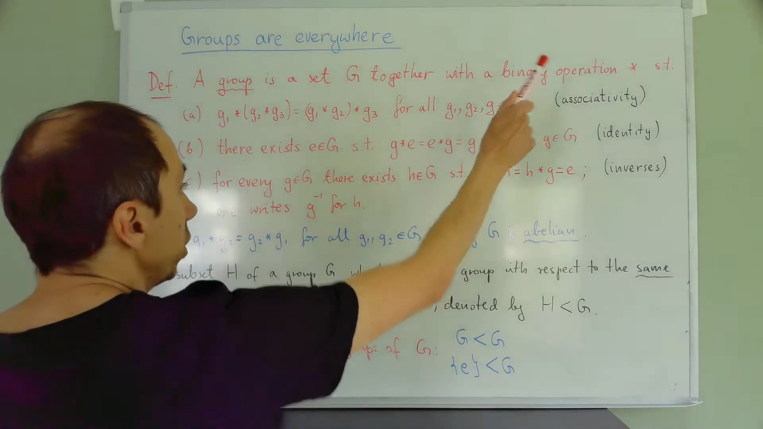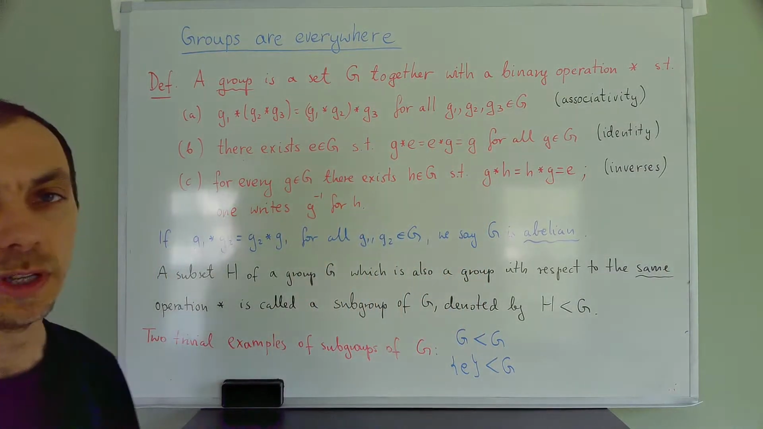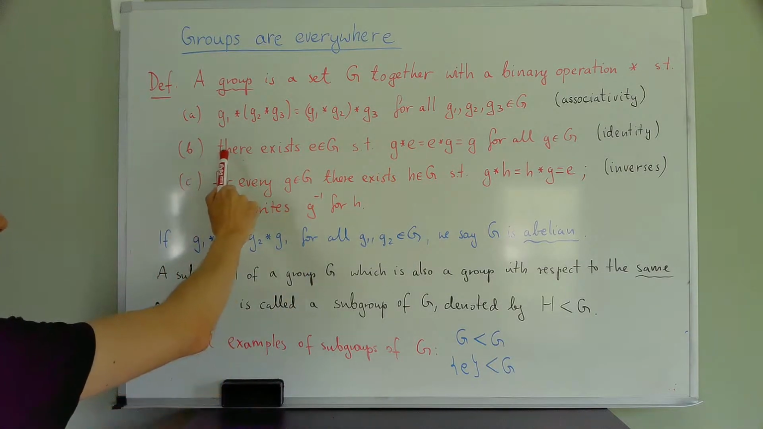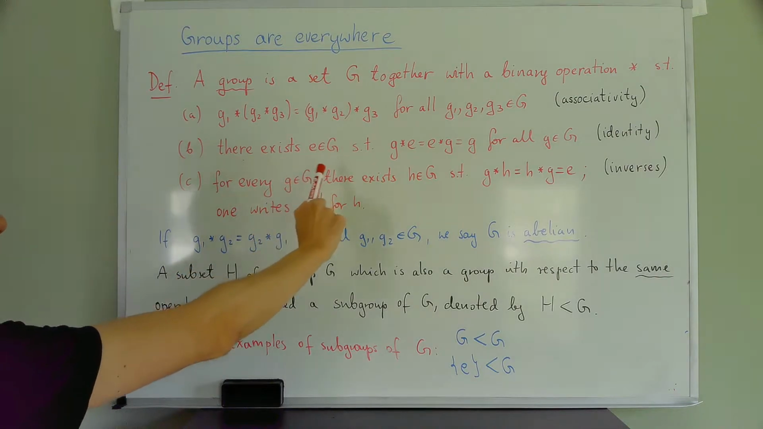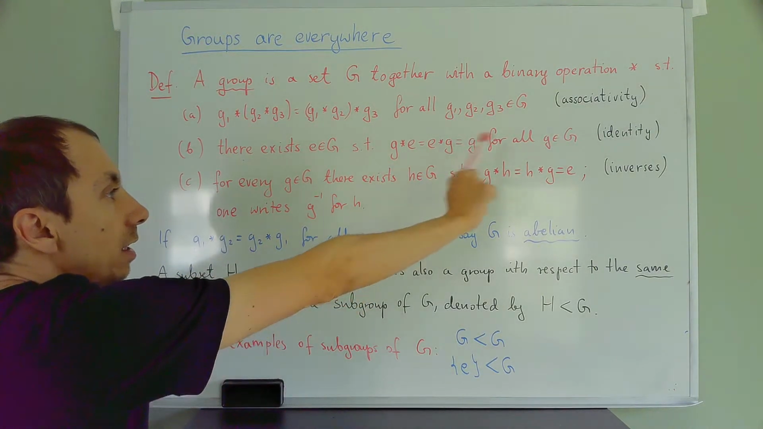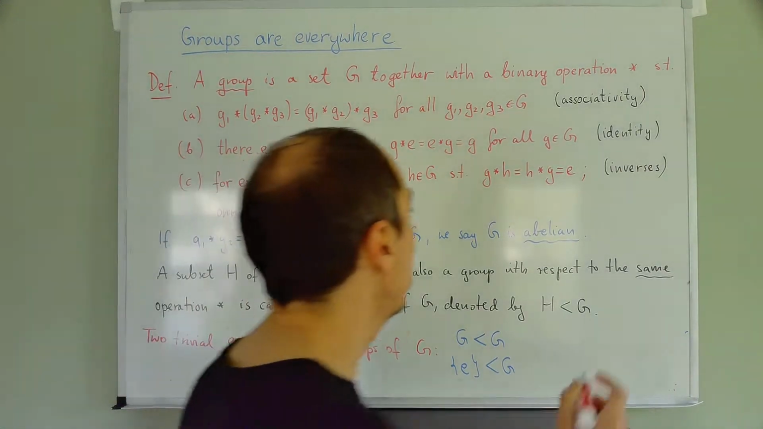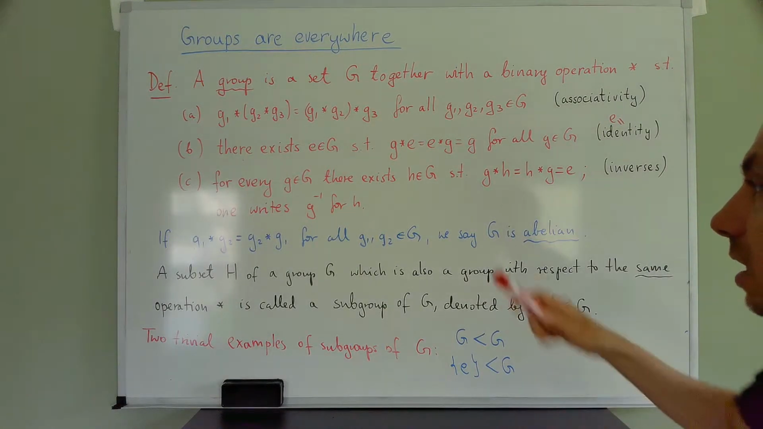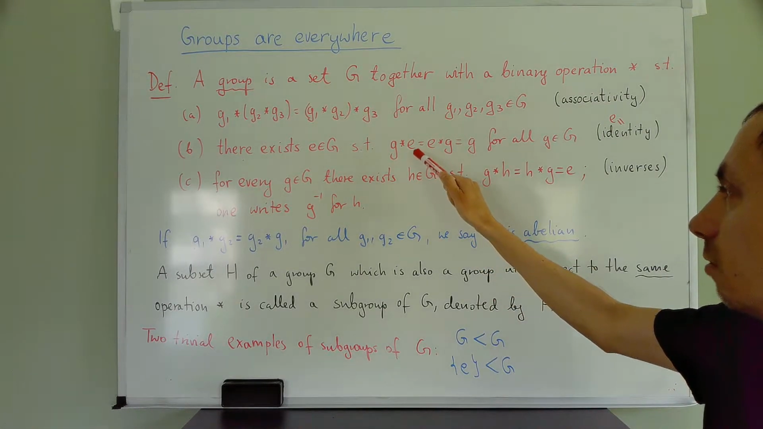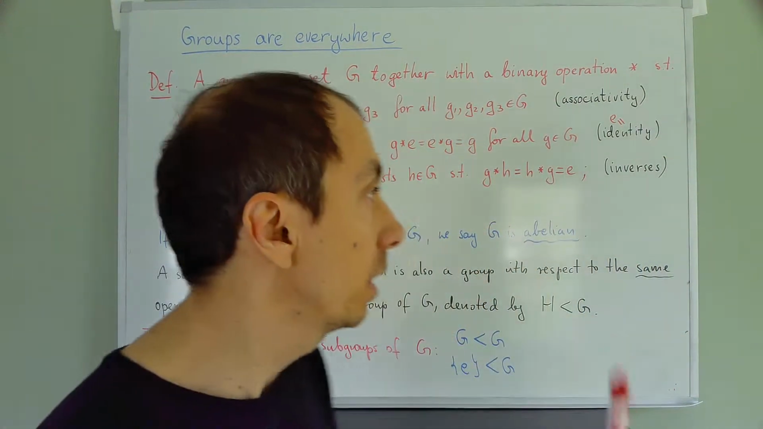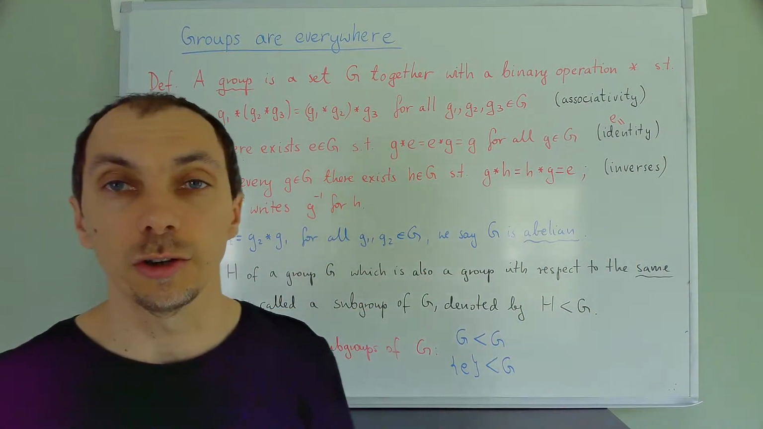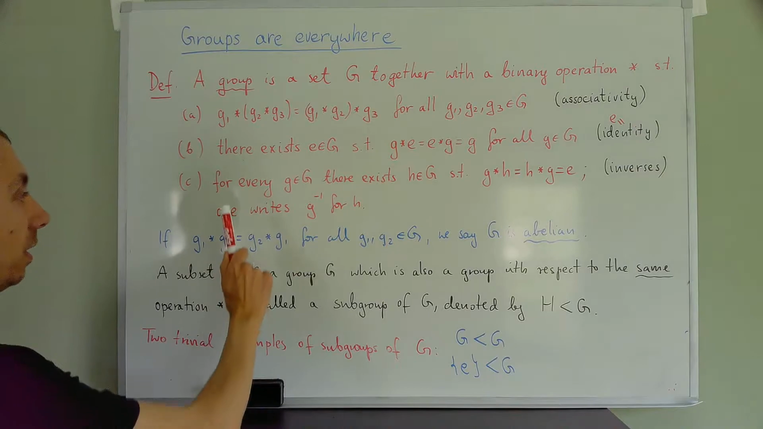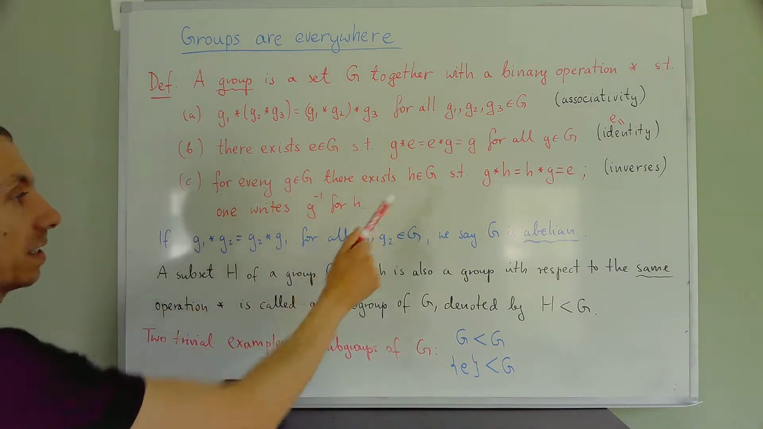Okay, and this operation star satisfies three properties, none of them unfamiliar to you. First one is associativity. The second one is existence of a neutral element that doesn't do anything. That element would be called the identity, right? So e would be the identity. So identity is an element such that g times e, I'm saying times, but remember, it doesn't have to be multiplication, so g star e is equal to e star g is equal to g for all elements g in G. And finally, every element in a group has an inverse.